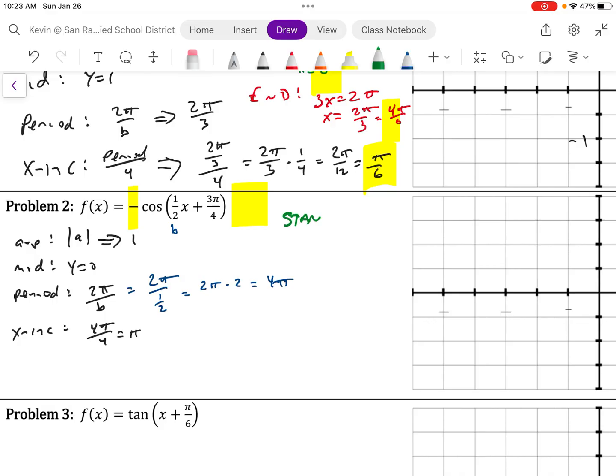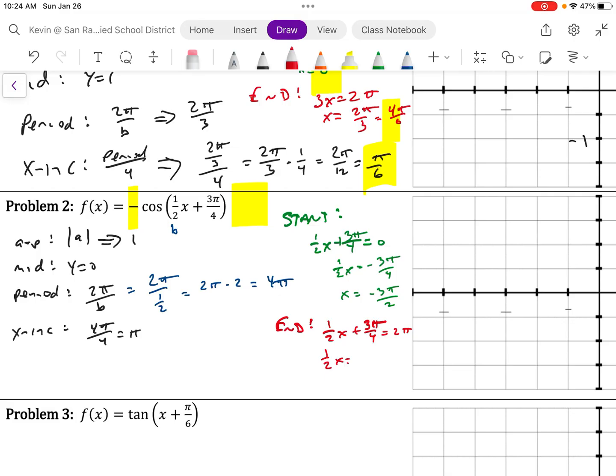Let's just go ahead and do our start up here. And again, for our start, we're going to take 1/2 x plus 3 pi over 4 equals 0. So 1/2 x equals negative 3 pi over 4. X equals negative 3 pi over 2, because I've multiplied both sides by 2. And then our end is going to be 1/2 x plus 3 pi over 4 equals 2 pi.